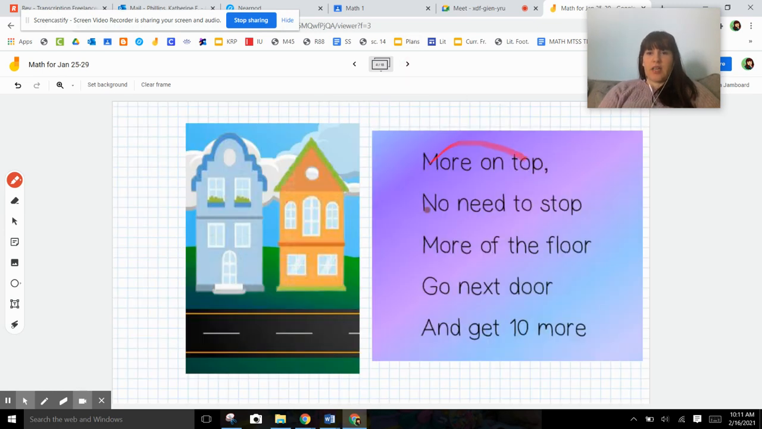All right, so more on top, no need to stop. That's what we were doing yesterday. So when we look at our house, let's say that we have the number 5 up here, and then there's definitely more on top. So there's no need to stop. You can just solve the equation.